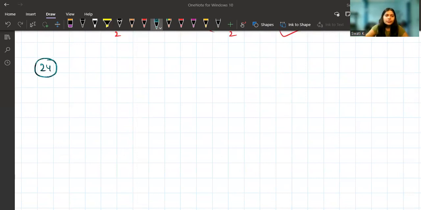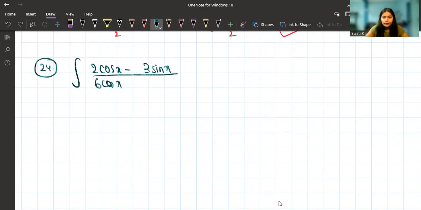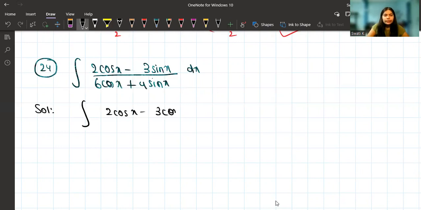So in the 24th question, we have to integrate 2 cos x minus 3 sin x upon 6 cos x plus 4 sin x and then dx. So now we need to simplify this, and we are going to solve this by simplifying this integration question a little bit. The numerator as it is, from the denominator, sorry, this is 3 sin x.